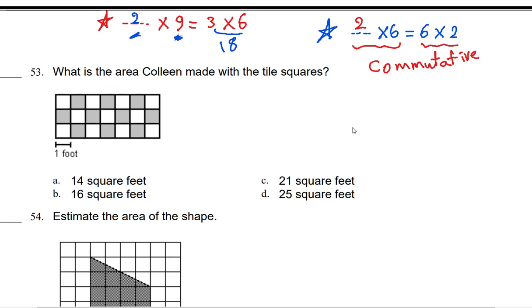Let's start with question number 53. Abdelaziz Jughayman. Here. Abdelaziz, question 53. Tell me how we can do it. Count the square units. 21. What did you do? I counted the square units.